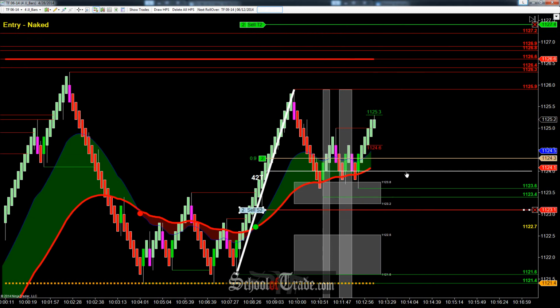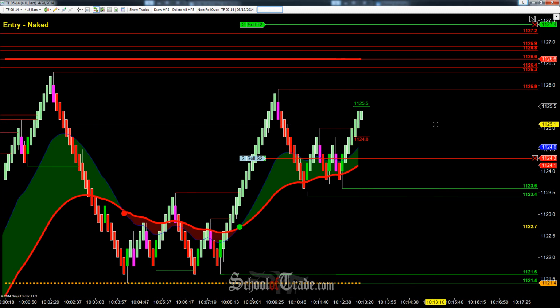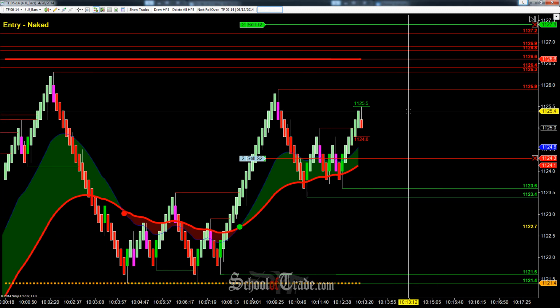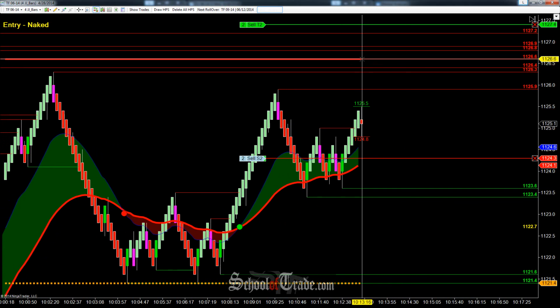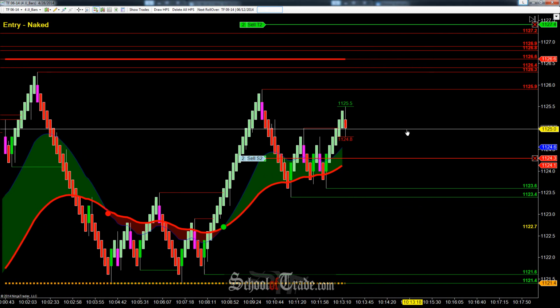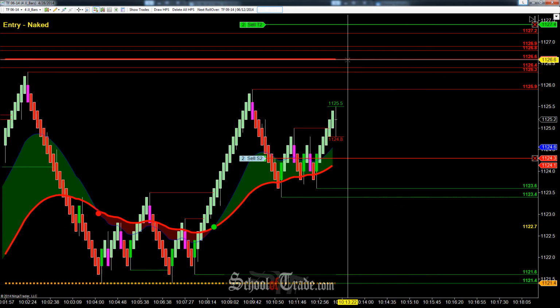And there we go, so we just filled our first target. We're going to move our stop to break even to lock out any of the risk, and now it's pretty much just a free ride. We just need to wait for this price to move higher. And once we get up into this high of day around 1126.6, we do need to be a little bit careful, just because obviously it is the current high of day. So we always got to be careful around that level.